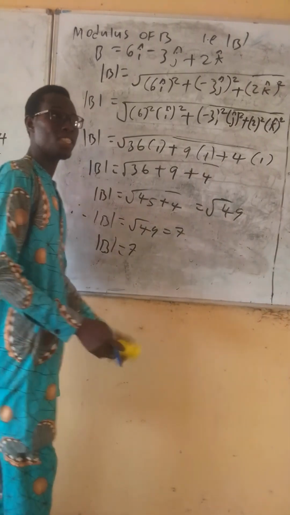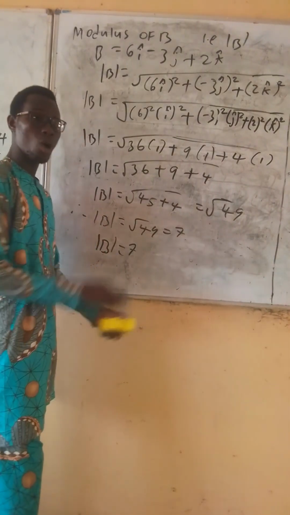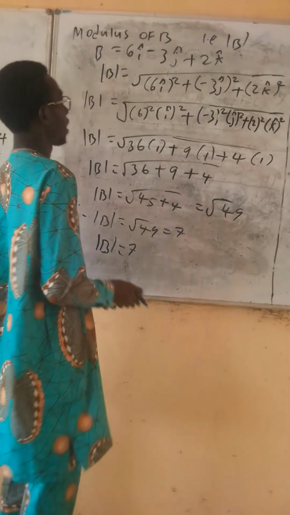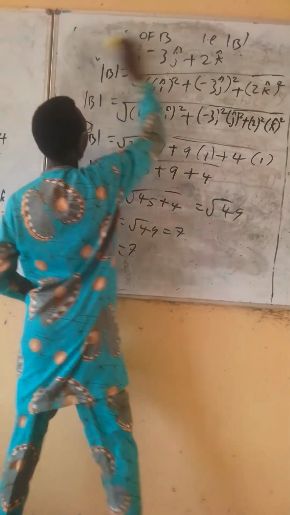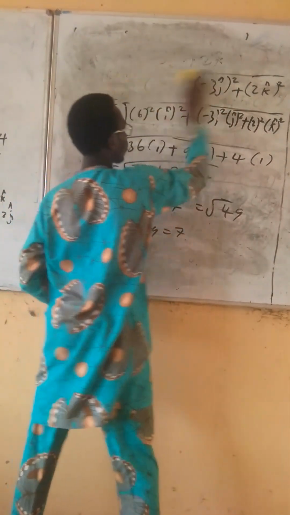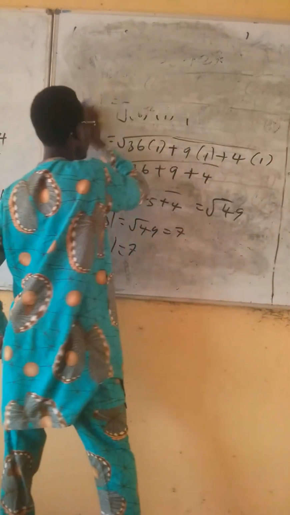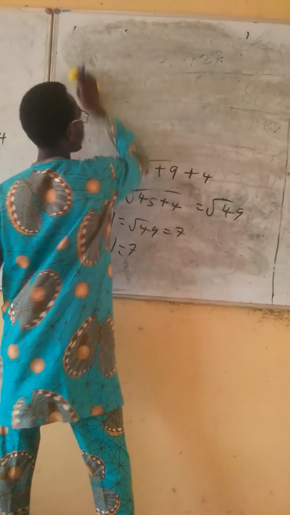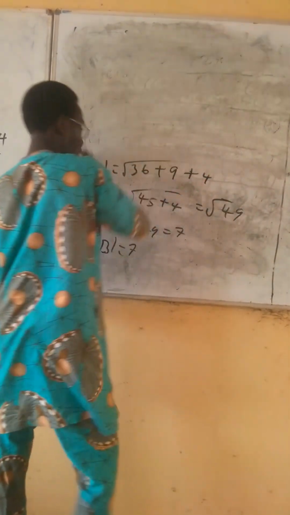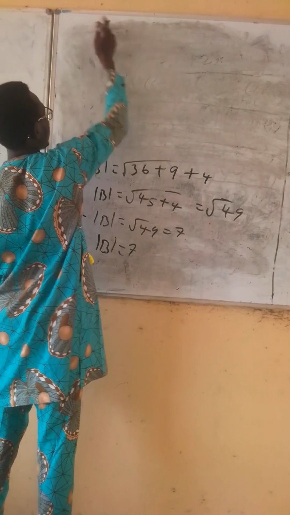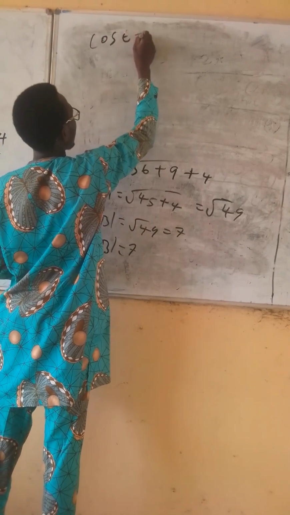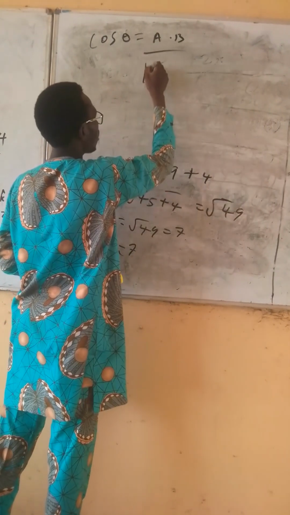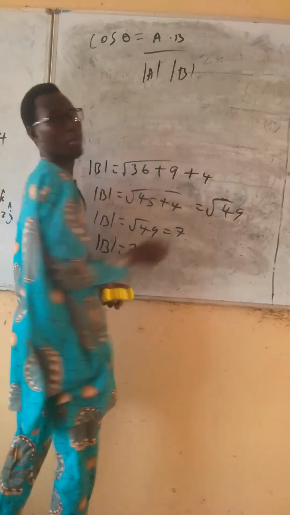So at least we have gotten the modulus of a, the modulus of b, and we found the dot product of a and b. Now we can apply it and find the angle between a and b. Let's go right ahead to solve that. So let's apply the formula. The formula says cos theta equals a dot b all over the modulus of a times the modulus of b.